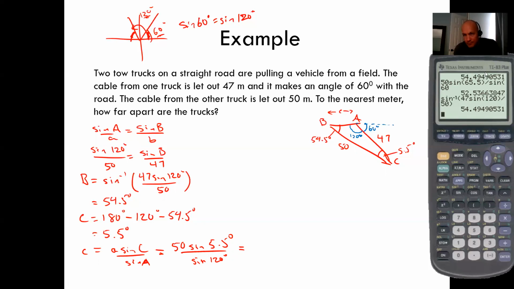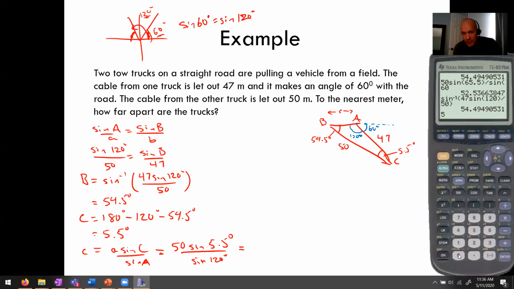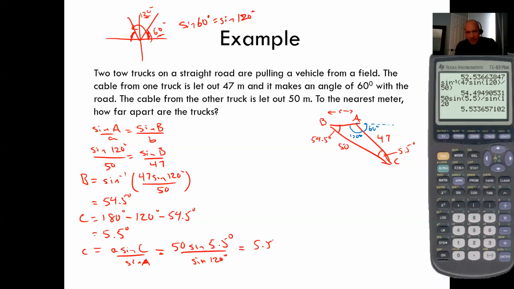All right, so we'll go 50 sine of 5.5, and then we'll divide that by sine of 120. And we get 5.53, 5.5, round to the nearest meter, so that is actually 6 meters apart. Okay, so there you go.